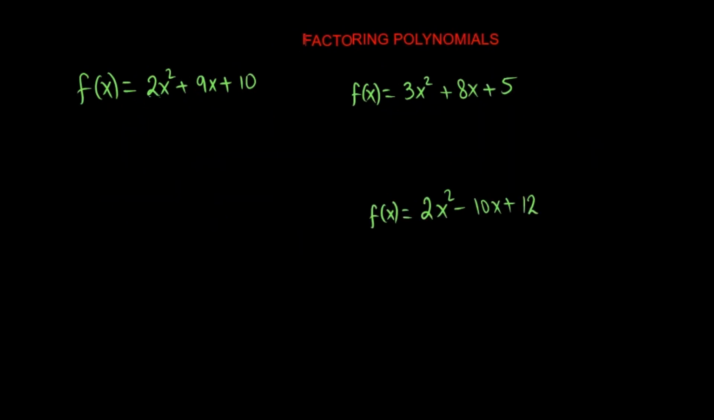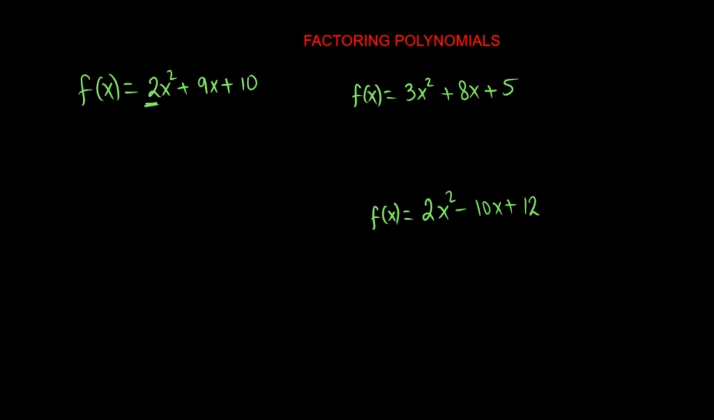Let's see this one. We have 2 and 10 at the end. 2 times 10 is 20. So we should find two numbers that multiply to be 20 and that add to become this number 9. Those would be 4 and 5. So I will do 2x squared plus 4x plus 5x plus 10.